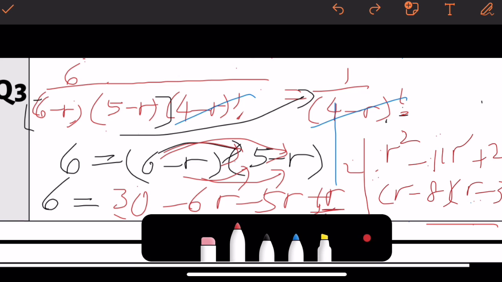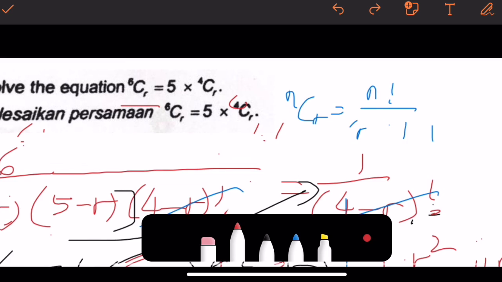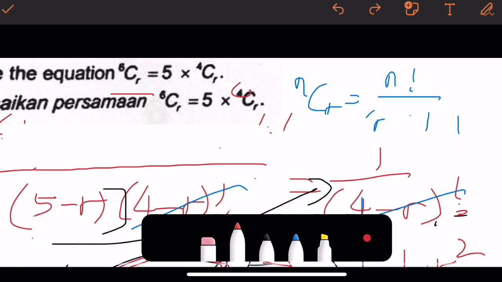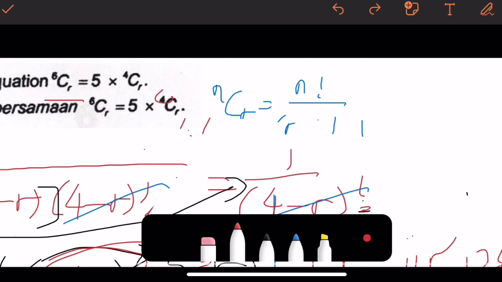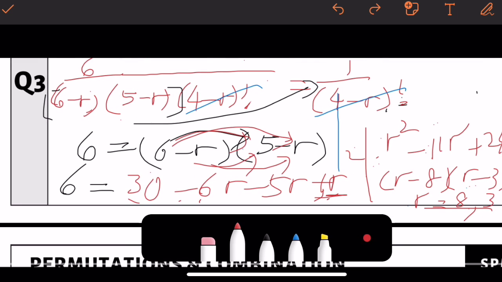So our answer, R obviously will be two answers, but we will choose only one. So let's see the question. R cannot be more than 6, right? So we can't accept 8 because 8 is more than 6. So we only can accept R equal to 3. Got it? Okay, so you have to solve it carefully until you can factorize.